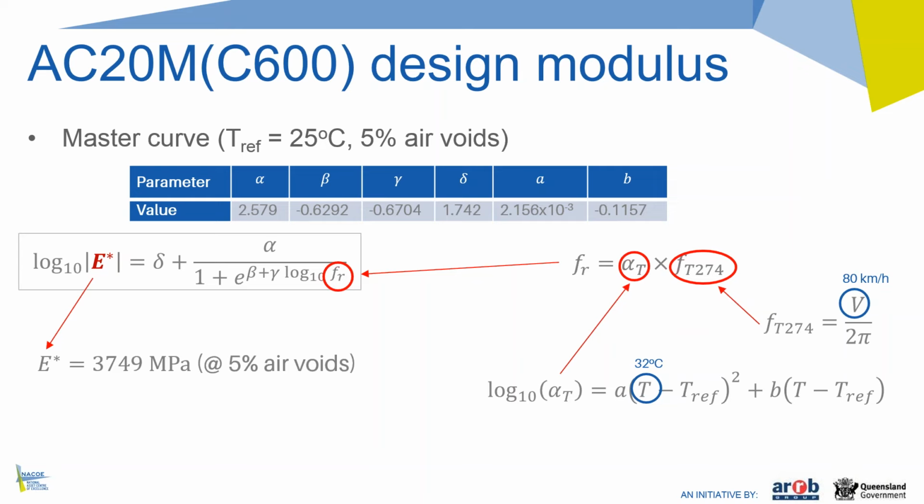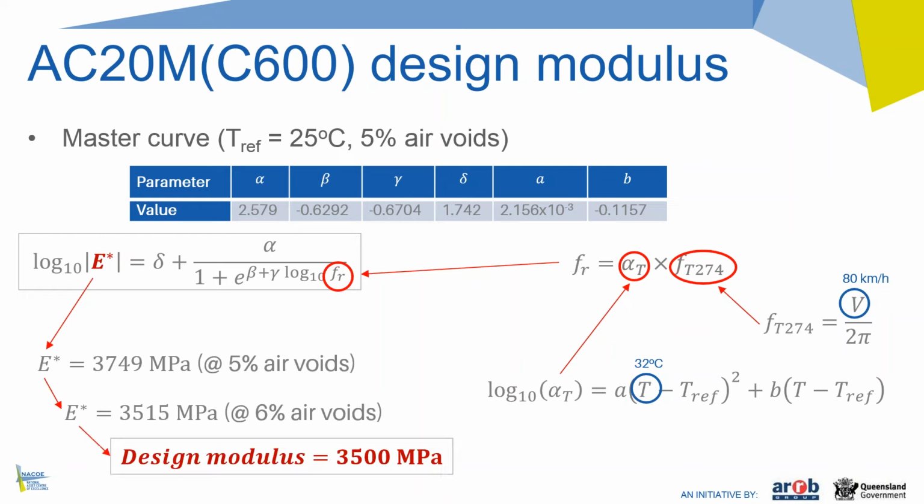That's at 5% air voids, which is the test air voids. I actually think one of the questions that we didn't get to answer yesterday was how you convert from the test air voids to the in-service air voids. In the new procedure, it's exactly the same as what's in the current Austroads pavement design guide. There's a formula in there for converting moduli to different air void levels. In this case, for an AC20, 6% is considered to be the typical in-service air voids for that mix type.